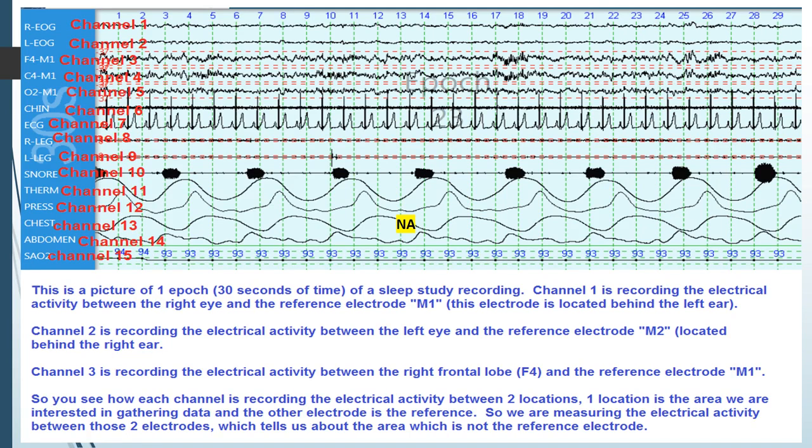Depending on your facility is going to determine how they abbreviate their eyes. Where I worked, we used E1 and E2. It all depends on where you go as to what they're going to use for their eye leads.